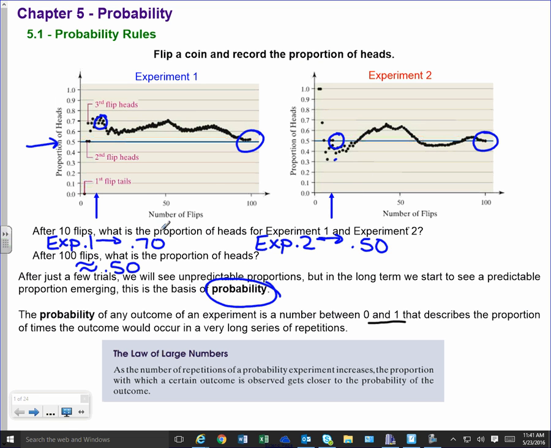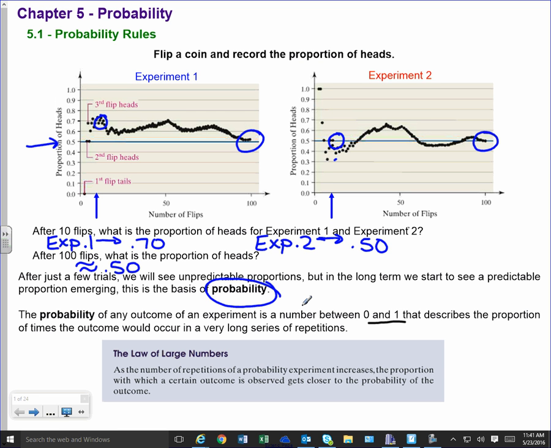So after just a few trials, we see that our two experiments had different answers, right? This coin was giving us about 70% heads. This coin was giving us about 50%. So does that mean that this coin that we used here was biased in any way, or maybe that the person flipping this coin did not do it correctly? Why did we get 70%? Because we should expect that heads and tails, if we have an unbiased coin, we should get 50-50, right? So why in this first experiment, after only 10 flips, did we see 70% being heads when we expected to see 50%? Well, the answer is that in just a few trials, we are going to see unpredictable proportions, okay?